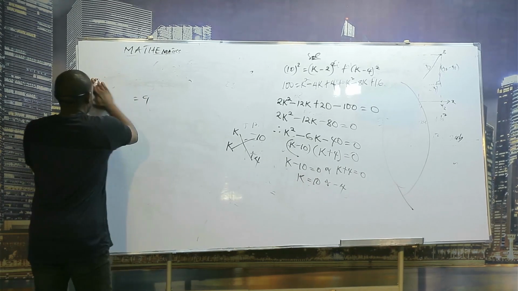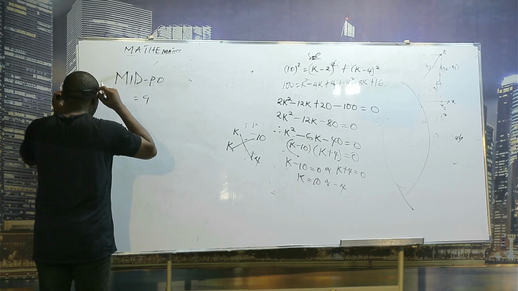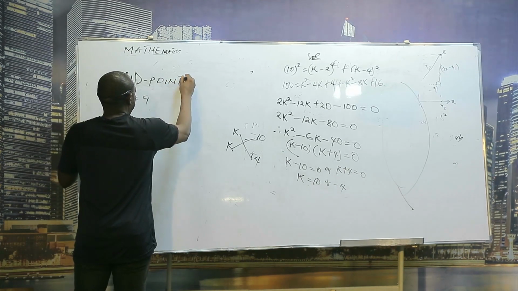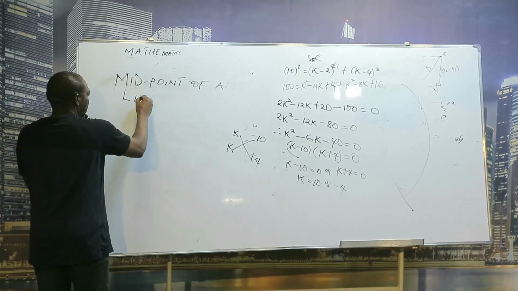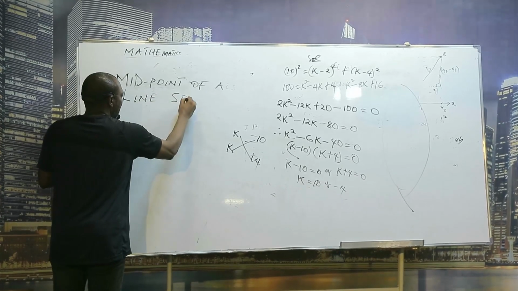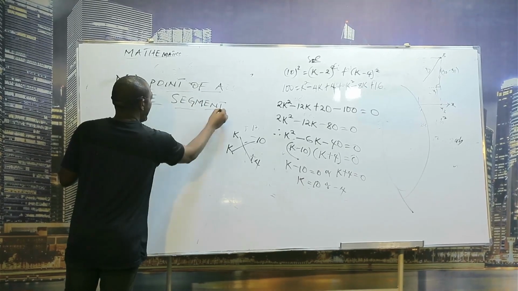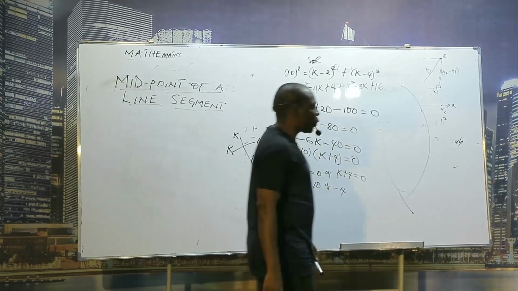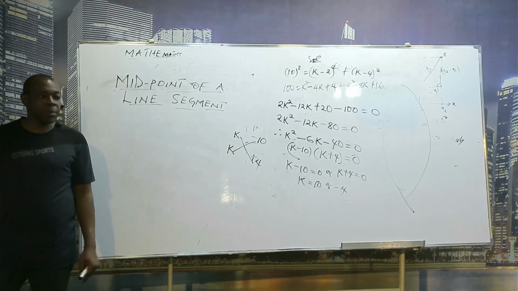Next heading: midpoint. Midpoint of what? Midpoint of a line segment. You see, the first one was distance between two points. We are done solving questions. The next is the midpoint of a line segment.